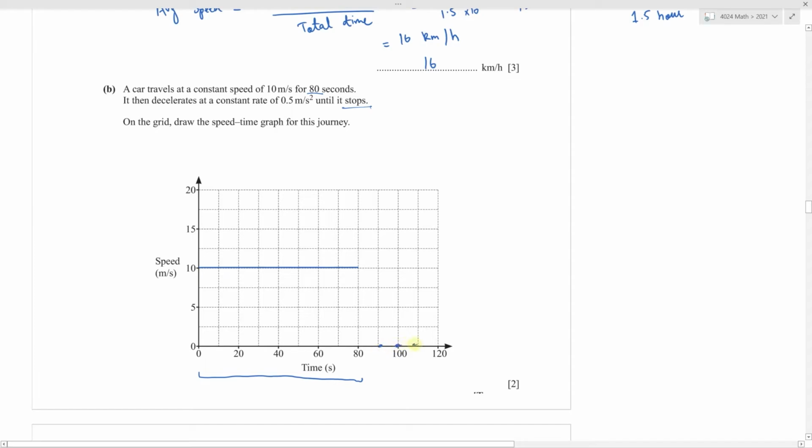It could be here, it could be here, it could be here, it could be any point. So you'll draw a straight line. Let's assume one point here. I'll take this point and draw a straight line from this point till this point. So the deceleration is 0.5 meter per second square.